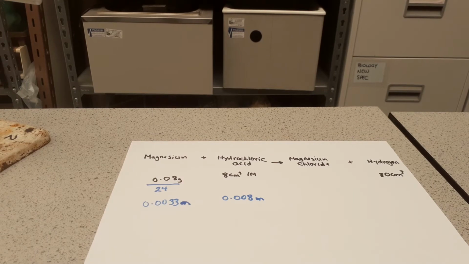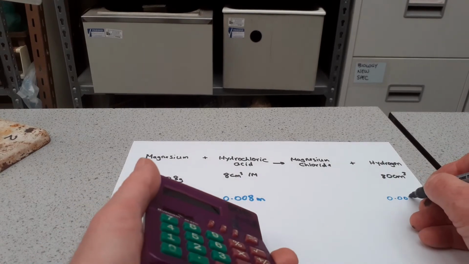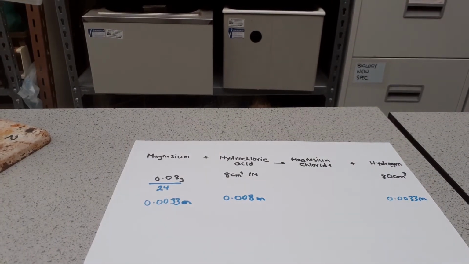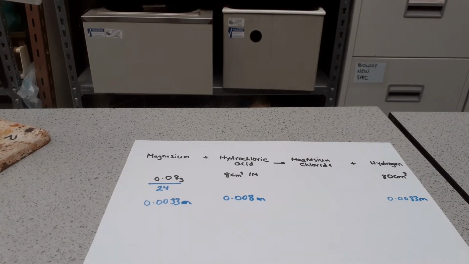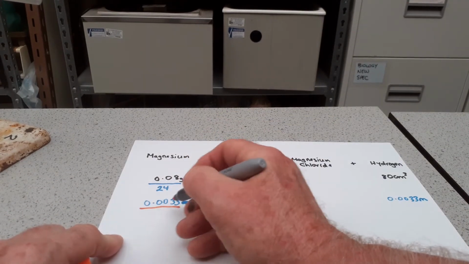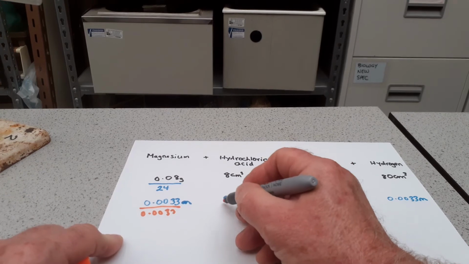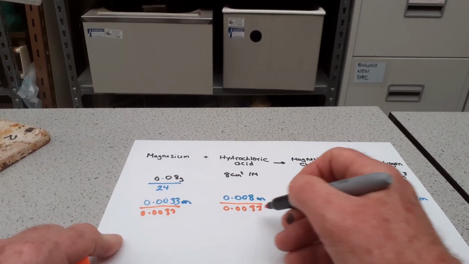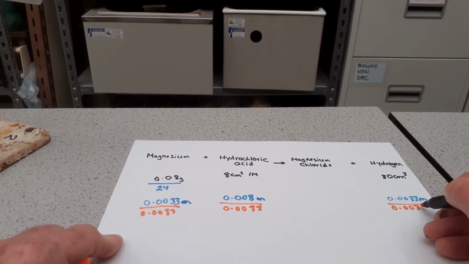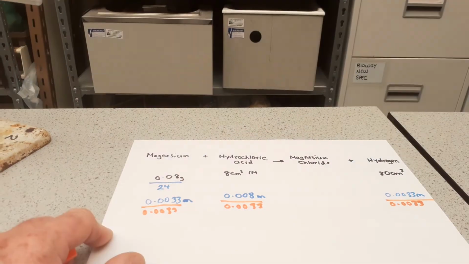and to get our moles of hydrogen we divide our 80 by 24,000. And that comes out as 0.0033 moles. Now then, what we need to do now is divide each by the smallest. So the smallest of our results is 0.0033. So 0.0033 divided by 0.0033 is 1.